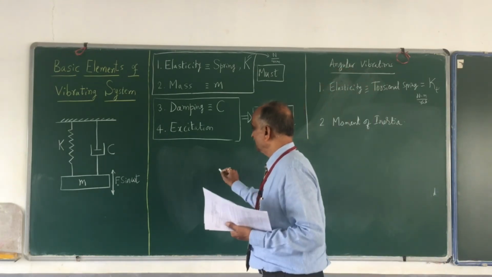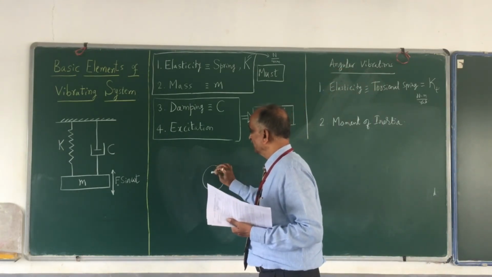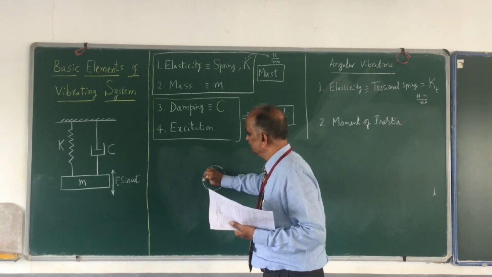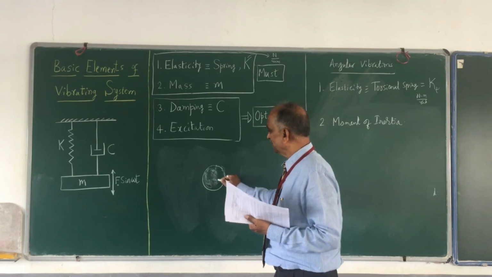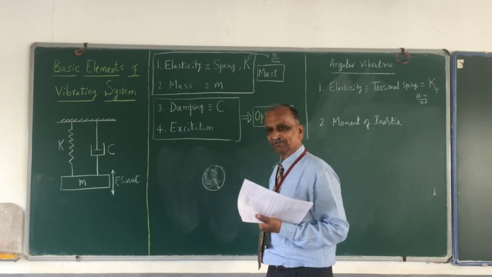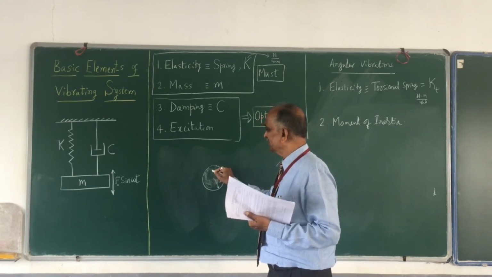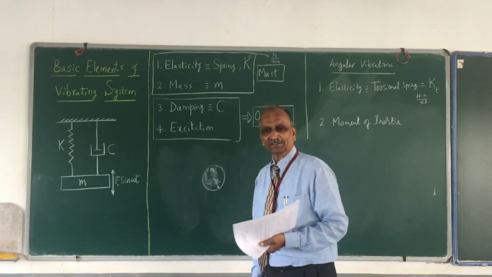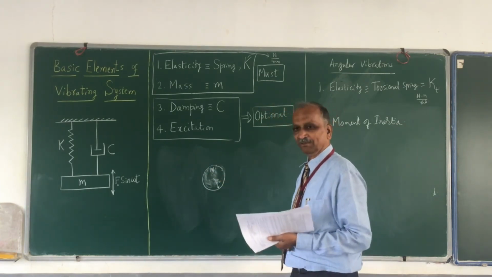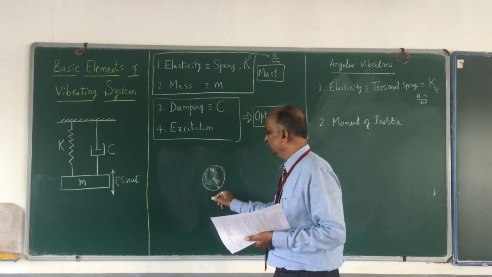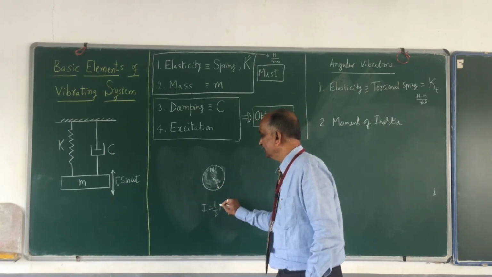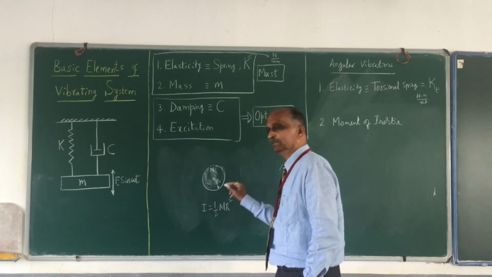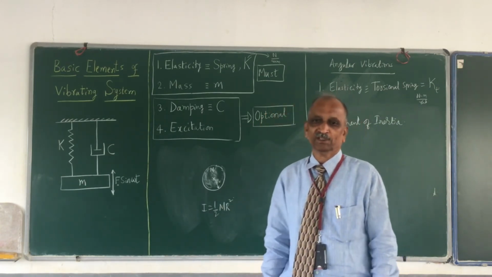For example, imagine that I have a solid disc. Its radius is some value, and its mass is m. I take it in a balance and weigh it, and its mass is m. Then if I find out the moment of inertia of this, it is I equal to half m r square. This is what is called the moment of inertia.